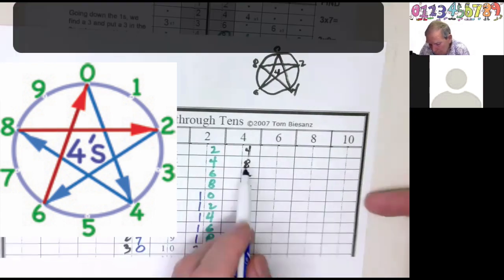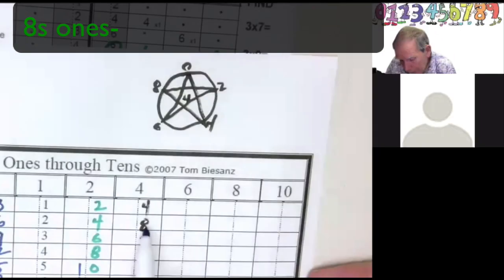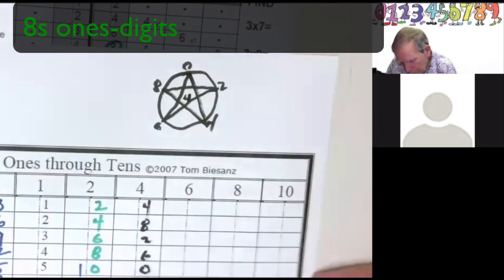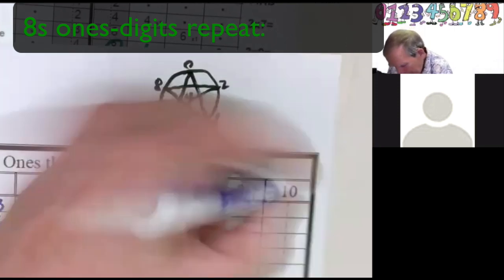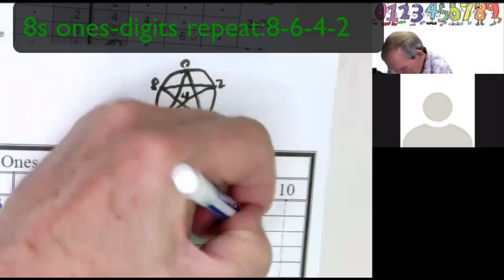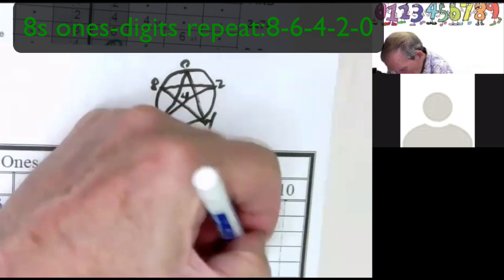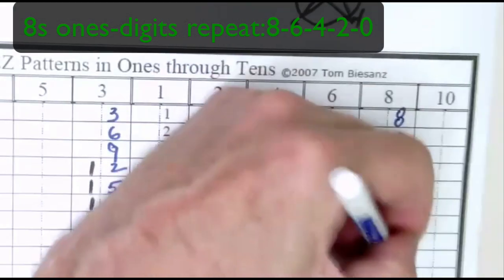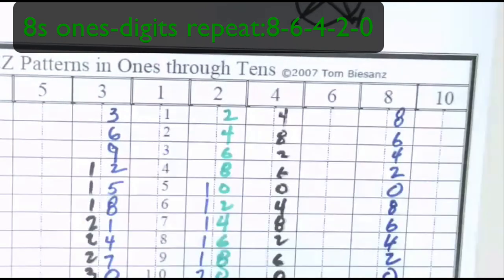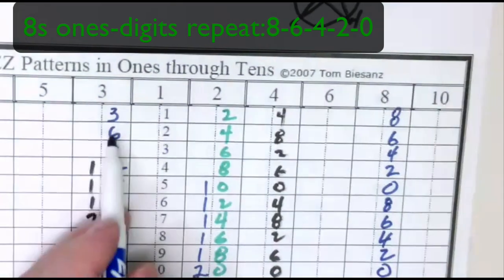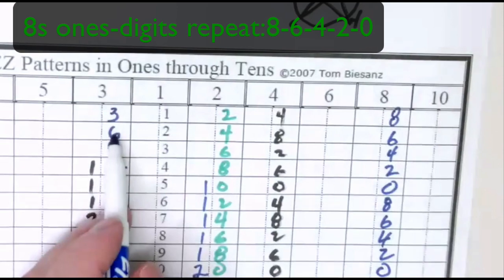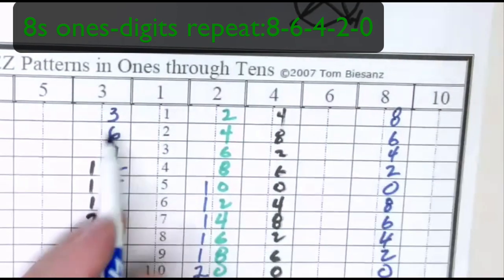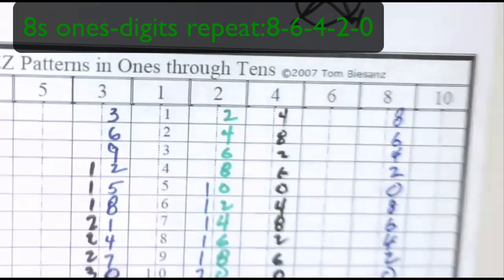And then actually you can do the same thing with the 8s. So the 8s are 8, 6, 4, 2, 0. And we put that in. Now, the sixes can be every other three. So the pattern there is 6, 2, 8, 4, 0.